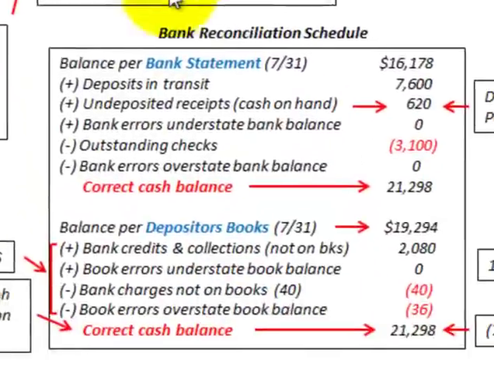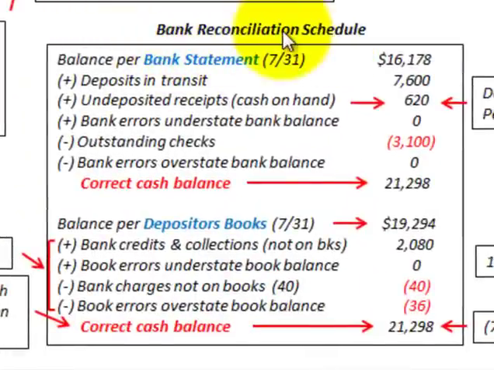So let's go down and look at this bank reconciliation. We have a schedule here. Now, there are two ways to determine the correct cash balance that we should have at the end of the period. We can either do it through the balance per the bank statement or the balance per the depositor's books. So we have two different ways to look at it. And we're going to look at it through the balance per the depositor's, or the company's, books in this case, because these are the additions and subtractions that are going to affect our cash.